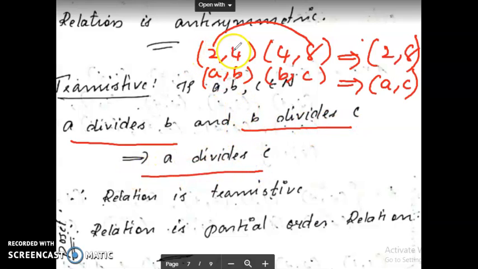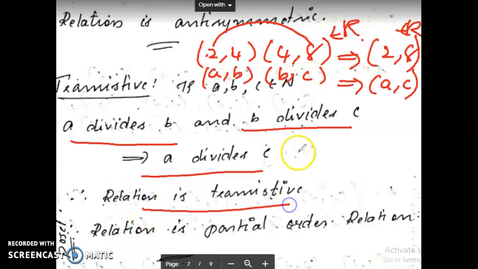So for example, I have given (2, 4) and (4, 8), then (2, 8) also belongs to R because 2 divides 8. Therefore, R is transitive. If it satisfies this condition, we say (a, b) belongs to R and (b, c) belongs to R implies (a, c) belongs to R. Here this is true because if a divides b and b divides c, definitely a will divide c. So (a, b) in R, (b, c) in R, then (a, c) will be in R.